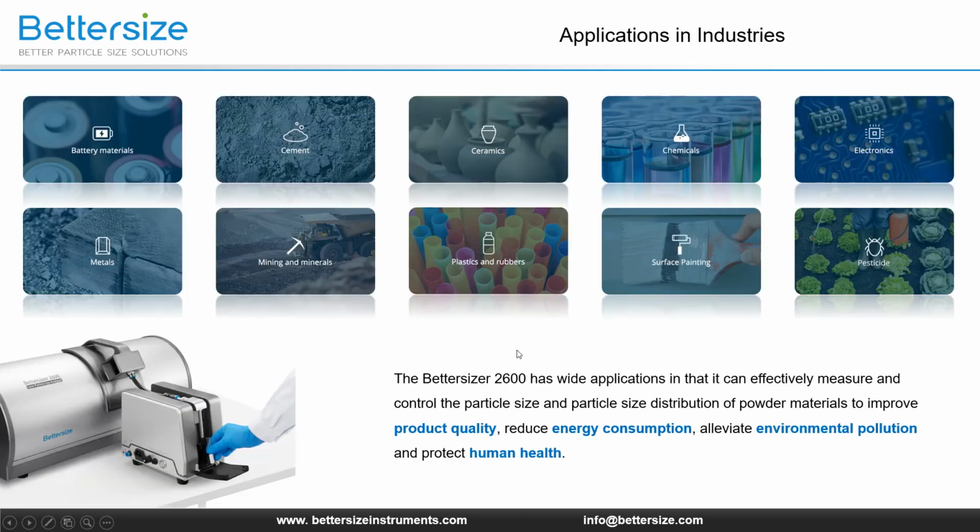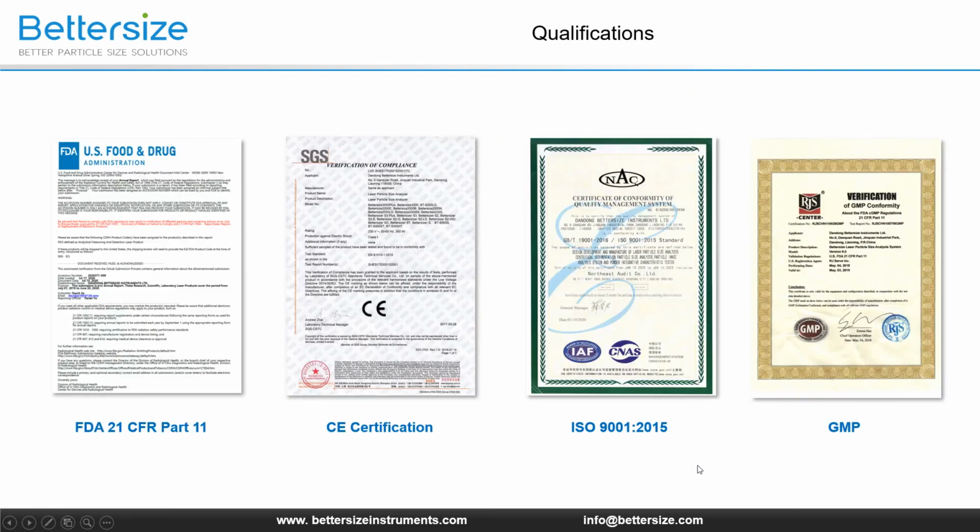The Bettersizer 2600 is capable of particle size testing in almost all situations and has broad applications in various industries like batteries, cement, ceramics, etc. It is a great tool to monitor the particle size distribution of materials to improve product quality, reduce energy consumption, alleviate environmental pollution, and protect human health. It has acquired international quality management certification and European CE certification. The superior and stable performance of this analyzer has been recognized.